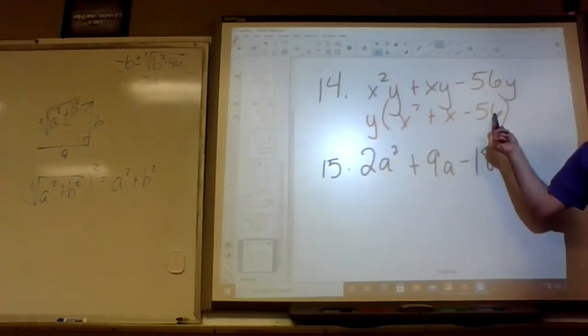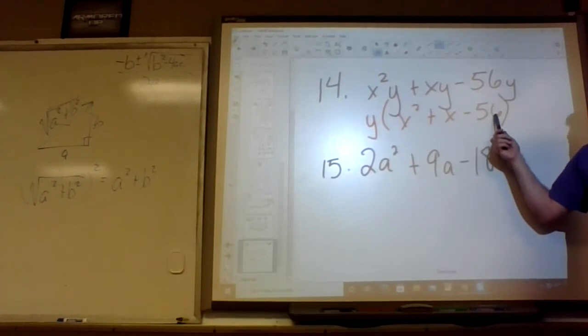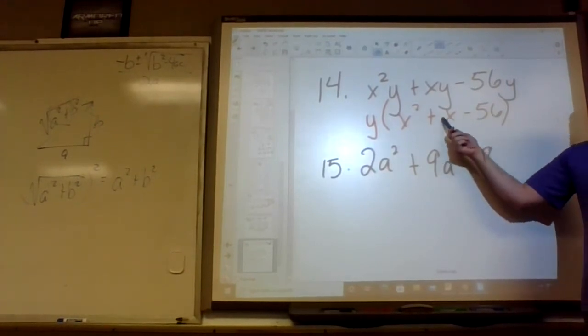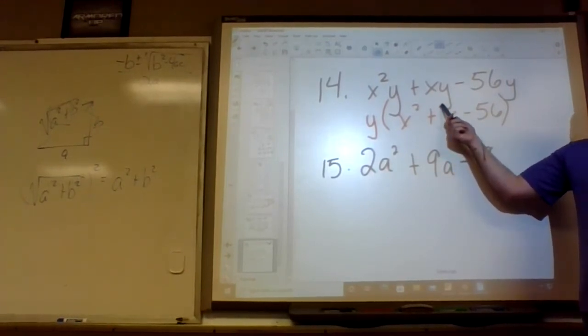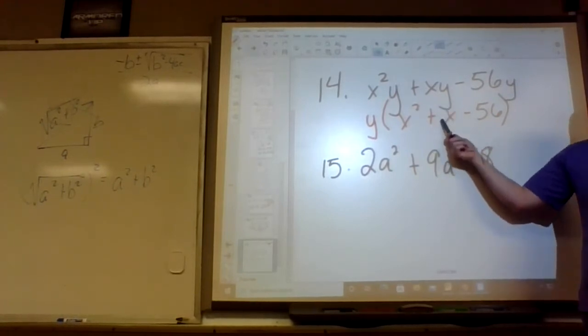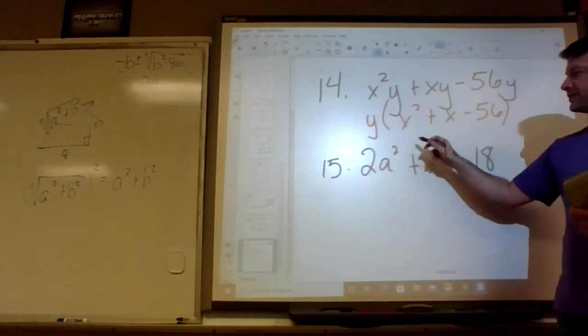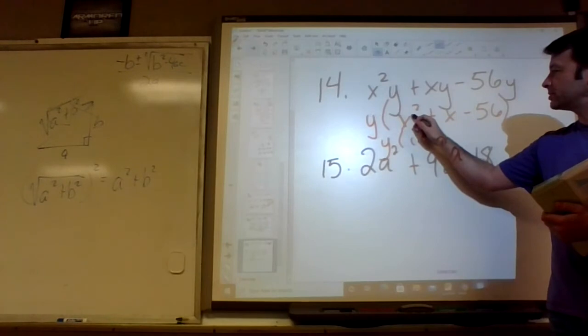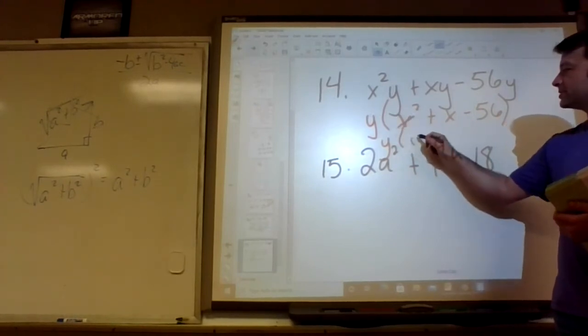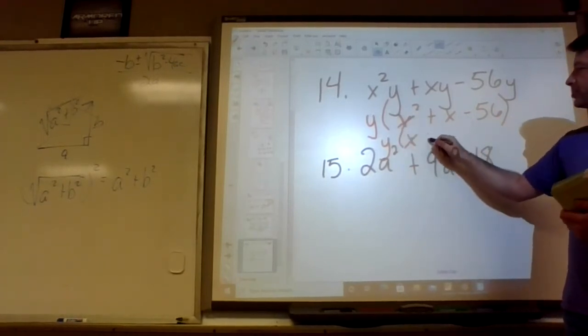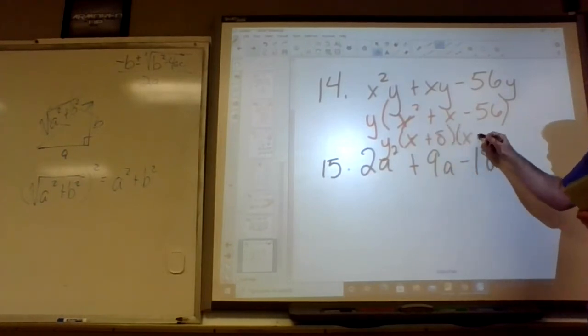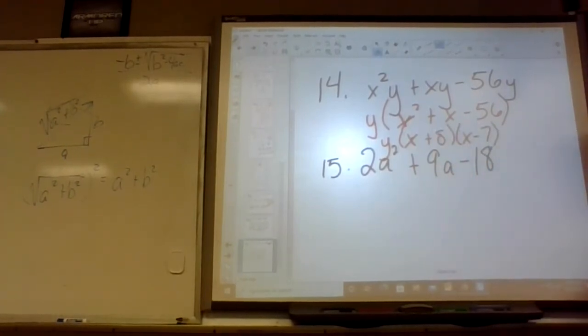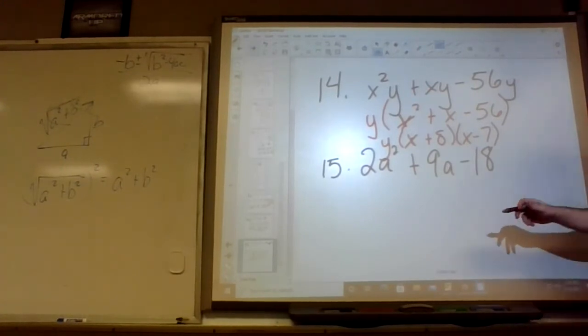Okay, because what goes into 56? 8 and 7. How do I get 1, negative 7? Positive 8, negative 7. Oh, I accidentally switched, these are x's in there. So it's x plus 8, x minus 7. Okay, 15 is just another problem with the number on the front.